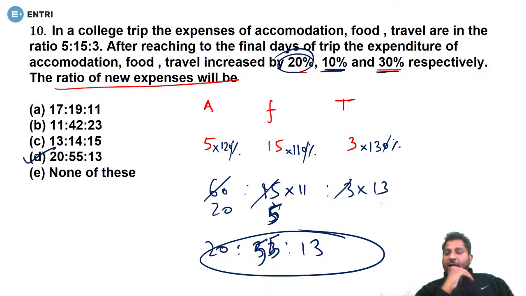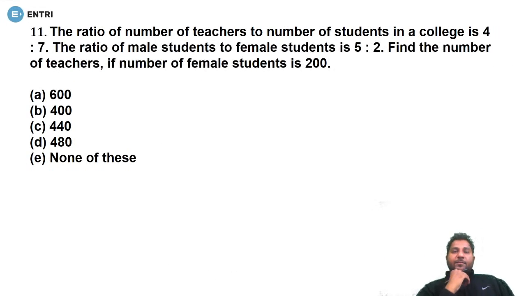20, 55, no Rash, 20, 55 and 13. D, Rappu Khan, very good. Yes, yes. Now the next one. Come on guys.